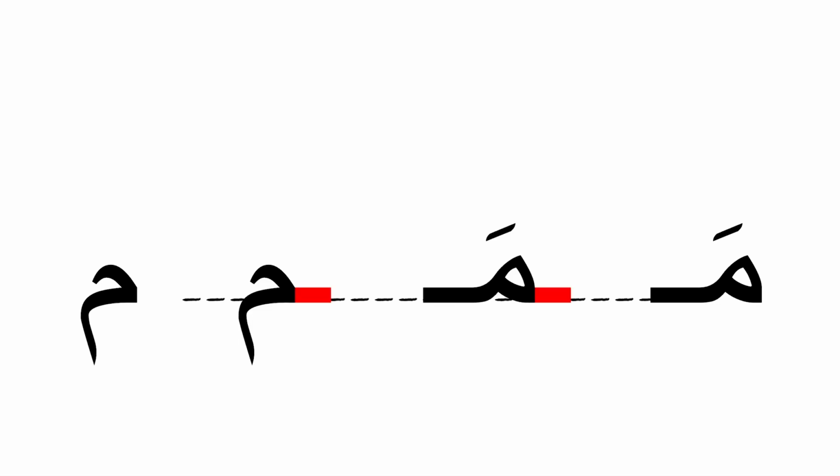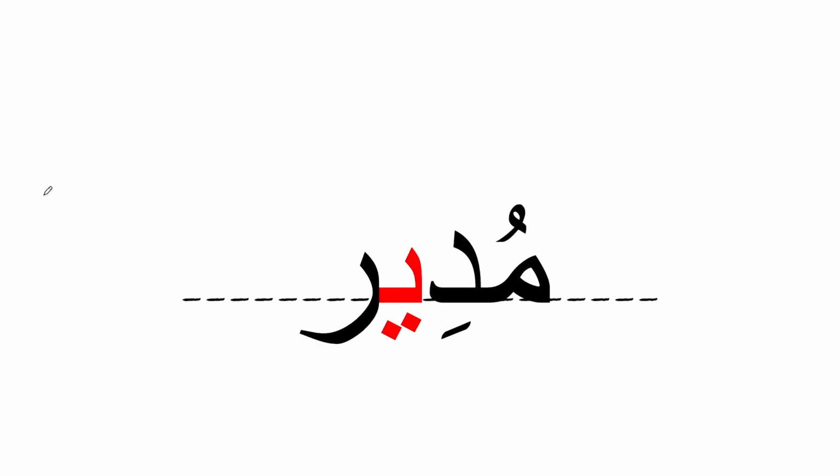So this is how the ma looks like if it's connected to nothing. And this is how the ma looks like if it's at the very beginning of the word. And then we will have the same 2 shapes, only with an arm to the right, if the ma is connected to the right. Now let's read some words.